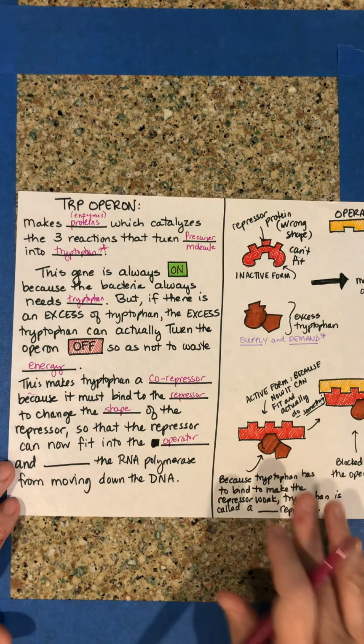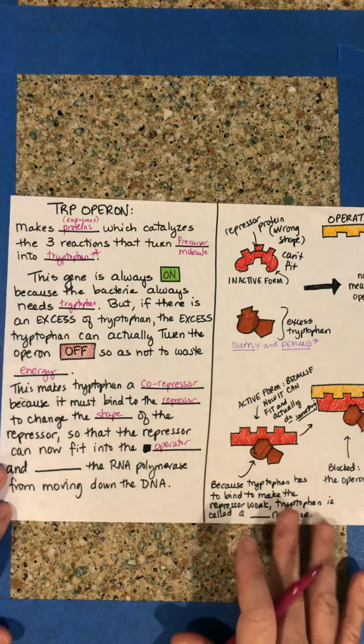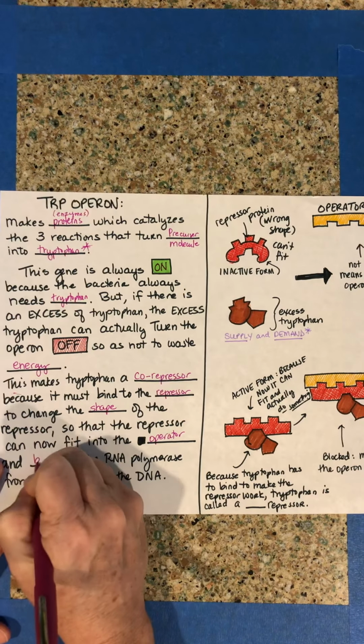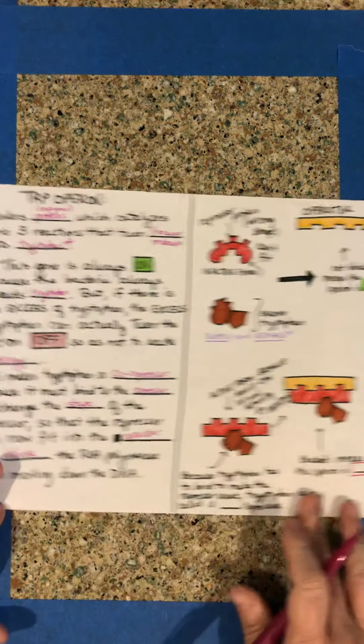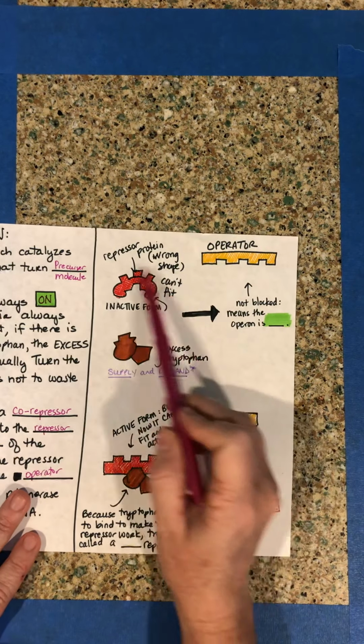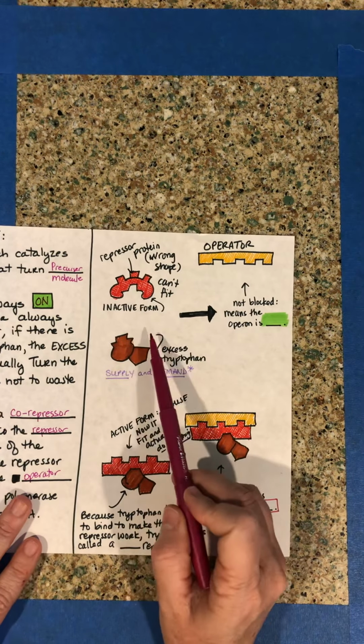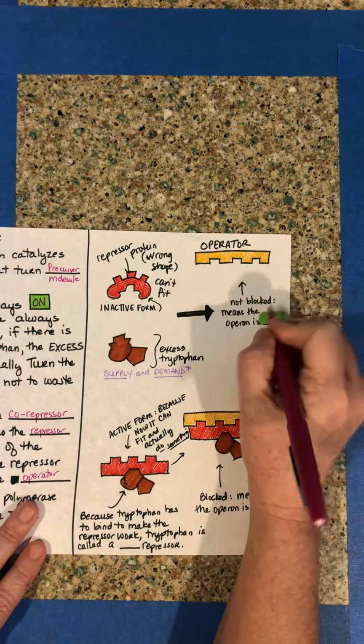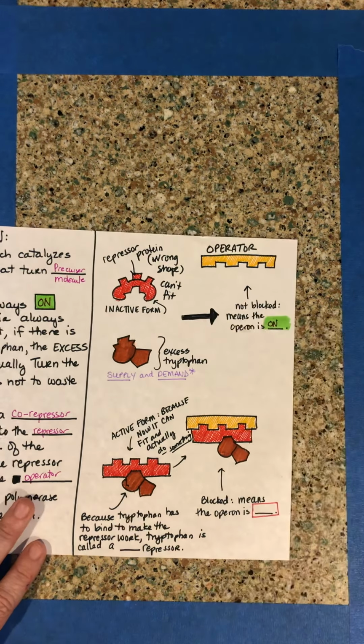It blocks the RNA polymerase from moving down the DNA. What's the answer there? Block. Good. Your operator's here, your repressor protein's the wrong shape, it can't fit. So when it's not blocked, it means that the Trp Operon is on.